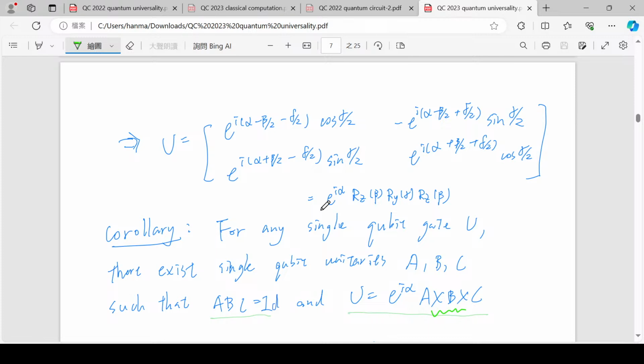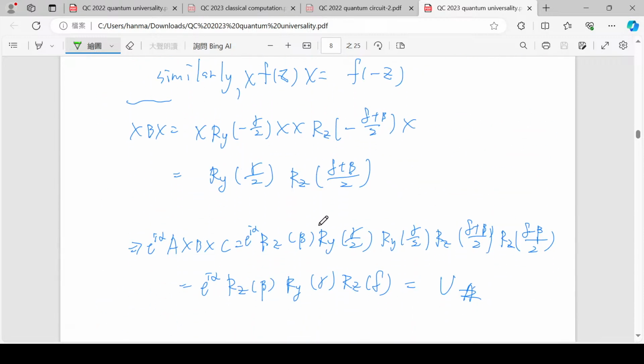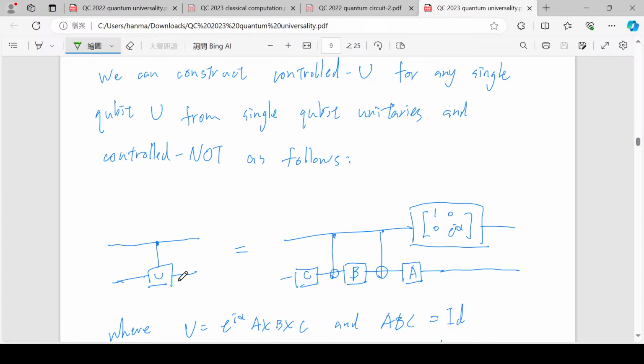Respect to quantum universality, we have this interesting decomposition of a unitary U equal to e to the i alpha A X B X C, where A, B, C are single-qubit unitaries multiplied to identity. And this gives us a way to do an arbitrary two-qubit controlled operation using only CNOT and arbitrary single-qubit gates. Okay, so we want to do a controlled unitary like this.